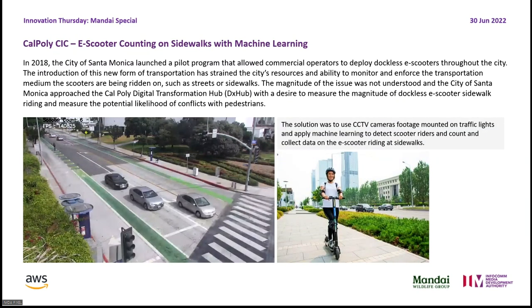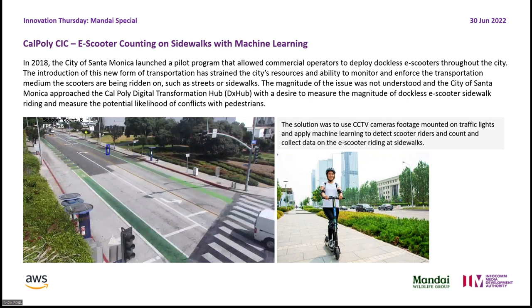Lastly, this is a very interesting one. I'll just play the video. Some years ago, you all know about e-scooters, right? So this is using Amazon Rekognition technology. This is one of our out-of-the-box computer vision technologies. The camera that you're seeing is an existing camera that Santa Monica City had already mounted on their lampposts. The challenge that they had was these e-scooters, right?